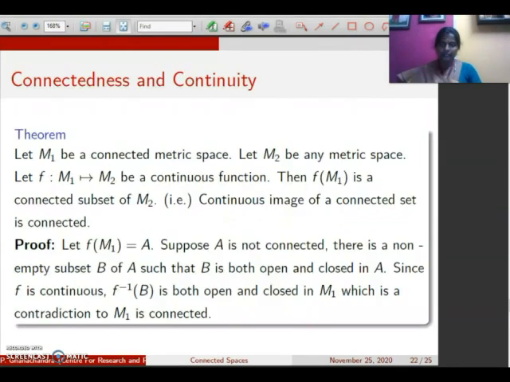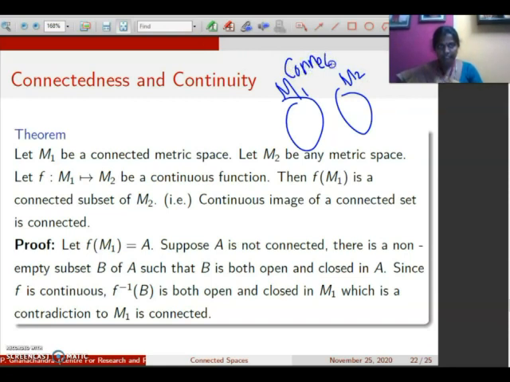Okay, now we can see the behavior of continuous functions on connected spaces. So first, start with the theorem. Let M1 be a connected metric space and M2 be any other metric space. So you see here, this is M1, another one is M2. This M1 is connected, and f from M1 to M2 is a continuous function.